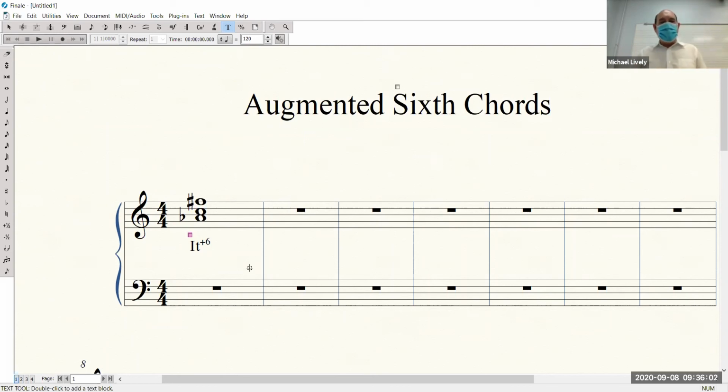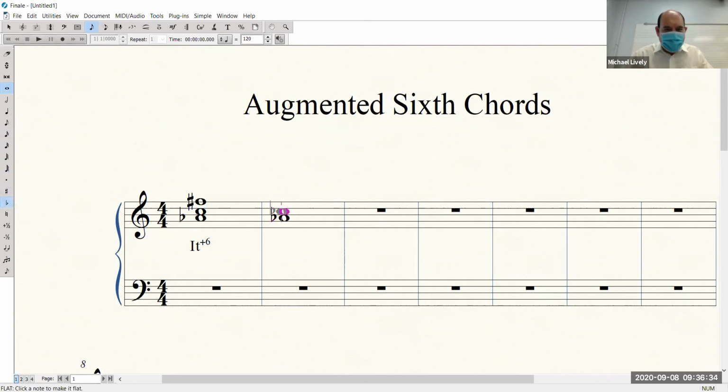Well, now we have something that's even more not part of the regular scale system, right? Because there's no normal scale that has both F sharp and A flat. So we're doing something unnatural. And so instead of trying to find a Roman numeral for it, we're just going to use a symbol for it. And this is it. So, Italian augmented 6.